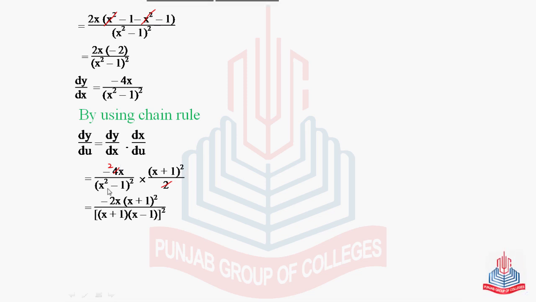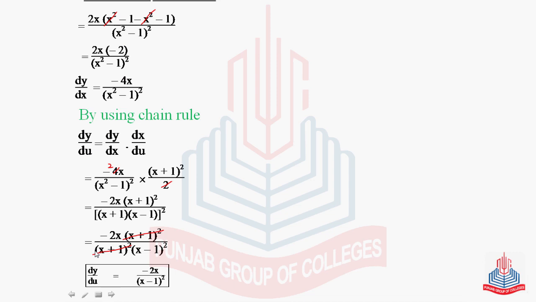Now this x square minus 1 can be written as (x plus 1) and (x minus 1), simple algebraic formula, and this whole square will be as it is, minus 2x into (x plus 1) whole square, and we can apply a power to both of these terms, that is actually (x plus 1) whole square and (x minus 1) whole square. Now this (x plus 1) whole square will be cancelled out. The required dy by du will become minus 2x divided by (x minus 1) whole square.